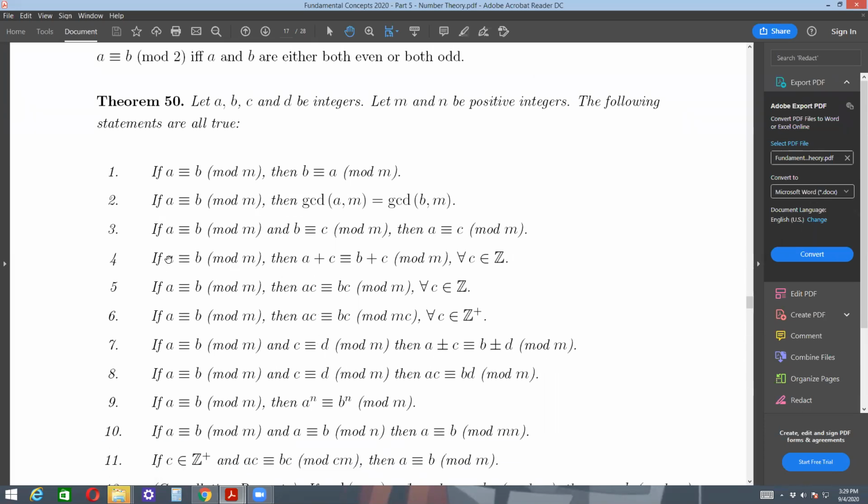Right, now we're going to look at ways we could modify congruences. So if A is congruent to B mod M, I can add any number to both sides of that congruence. If I add C to this side, I can add C to this side, and it still works, for any integer C. Now I can also multiply, right? If A is congruent to B mod M, I can multiply both sides by C, and AC is congruent to BC mod M for any integer C.